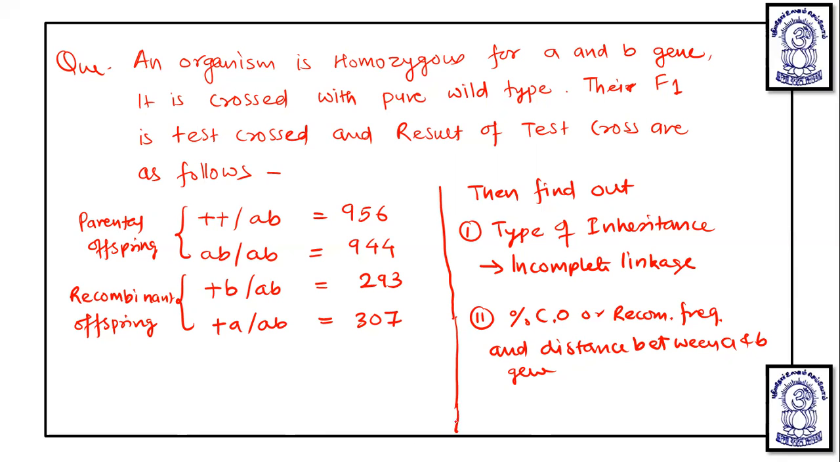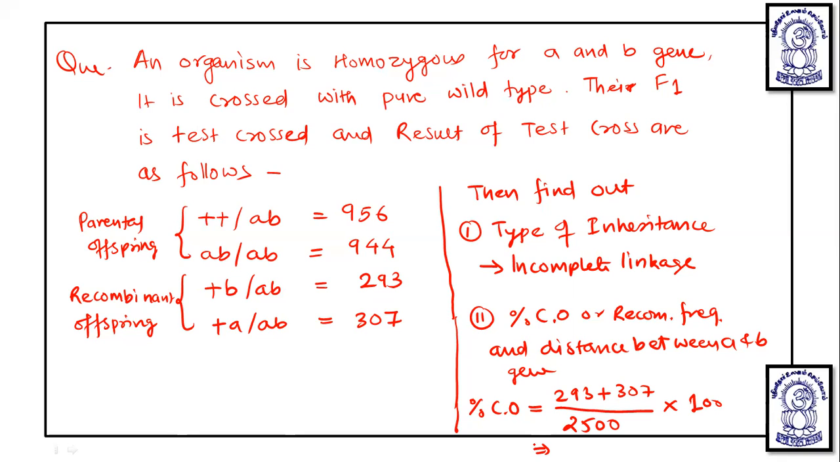But if we want to identify the percent crossover recombination frequency, then we need to know about the recombinant offspring. So recombinant offspring are 293 plus 307. So these are total going to be 600. And total, if you see, then 956 and 944, so these are 1900, and plus this 600, so it is going to be 2500, into 100. So it is going to be 600 by 2500.